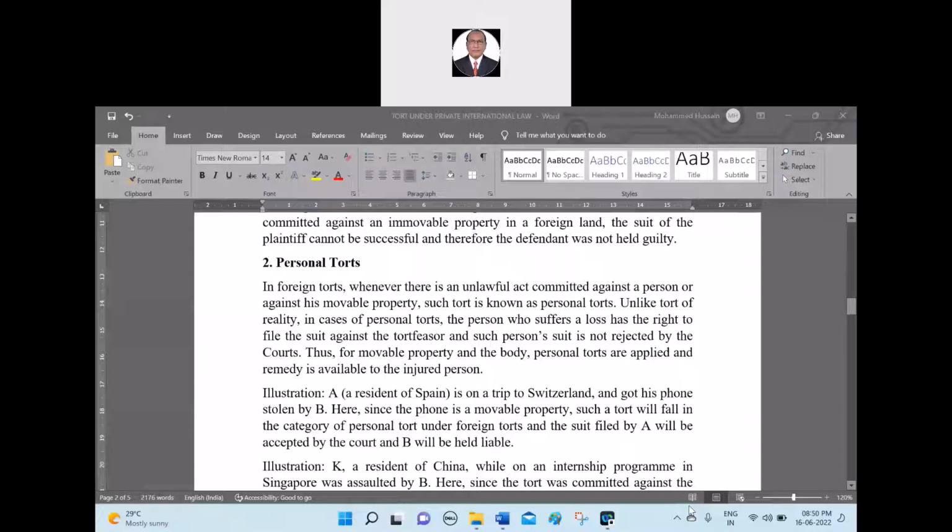It is in the same manner as if local people had been wronged: the same treatment will be given to foreigners also. So that is one example.